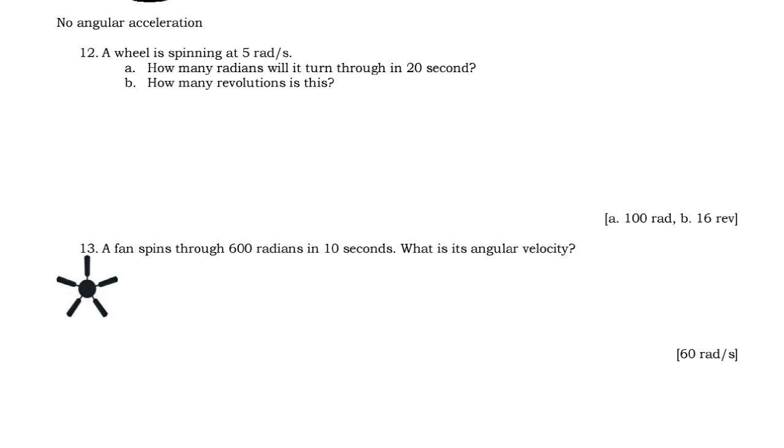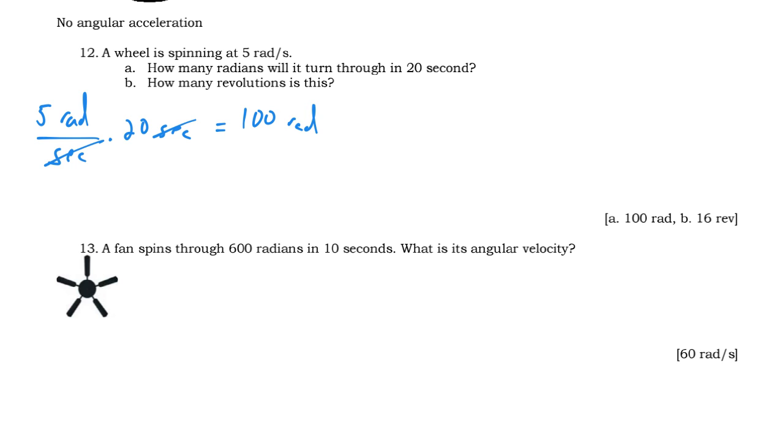All right, a wheel is spinning at 5 rads per second. How many radians will it turn through in 20 seconds? So we'll start with what we're given, 5 rads per second. It turns for 20 seconds, so we'll multiply by the 20 seconds. Distance equals speed times time. And seconds cancel out, and we'll just be left with radians. So that's how we get 100 radians. So 100 rad, that matches our answers.